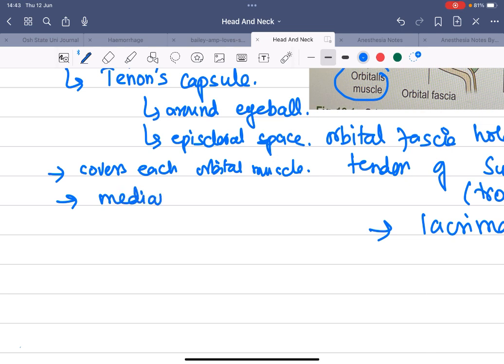Okay, it is also forming the medial check ligaments, and it is also forming a lateral check ligament also. I will show you the diagram. Okay, so it is forming the medial check ligaments and the lateral check ligaments, and the lower part of the Tennant's capsule.